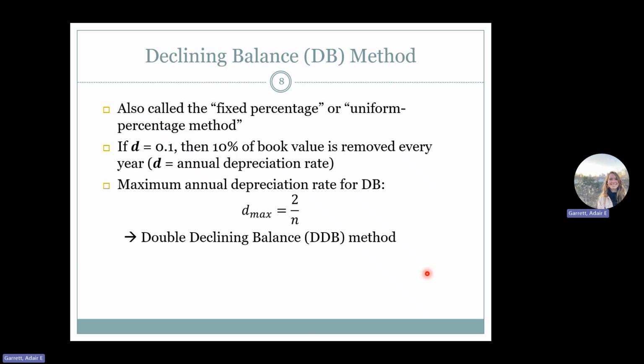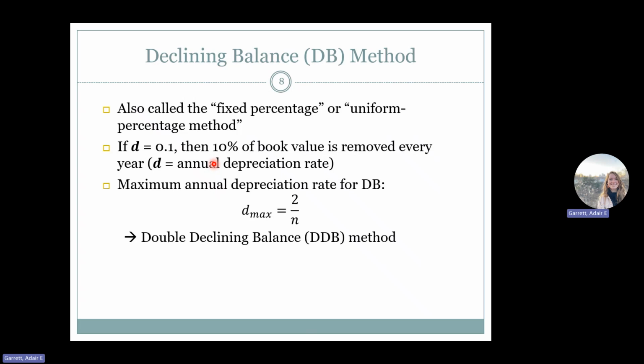This is the declining balance, or DB method. This is also known as fixed percentage, where annual depreciation is estimated by multiplying the book value at the beginning of a year by a fixed or uniform percentage, small d, and this is often represented as a decimal. If d is equal to 0.1, for example, then 10% of the book value is removed every year, where this small d is representing that annual depreciation rate.